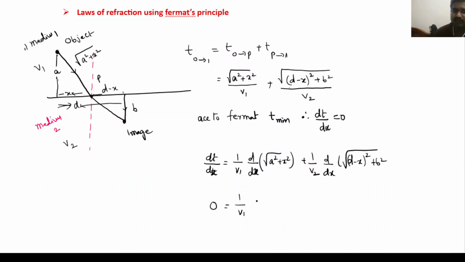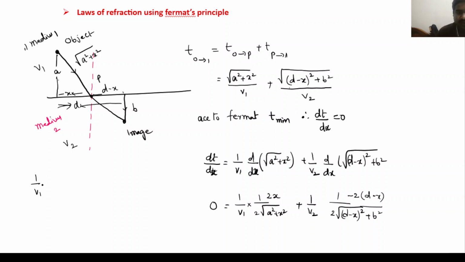Therefore 1 upon v1 times d by dx of root of (a square plus x square). The derivative of root x is 1 by 2 root x, and differentiating the inner function x square gives 2x. Plus 1 by v2 times d by dx of under root (d minus x) whole square plus b square, which is 1 upon 2 root of (d minus x) whole square plus b square. Again differentiating the inner function, you get minus 2 times (d minus x), because here the coefficient of x is negative.